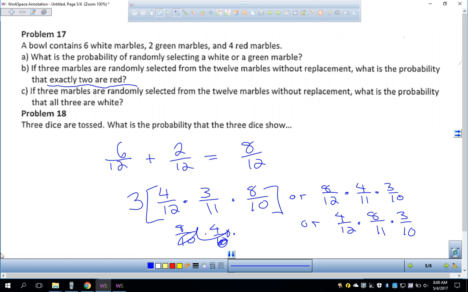Tricky, okay? If 3 marbles are selected at random without replacement, what's the probability that all 3 are white? That one's easier. Who can tell me how to do that?